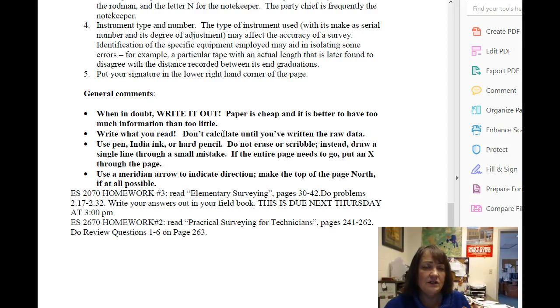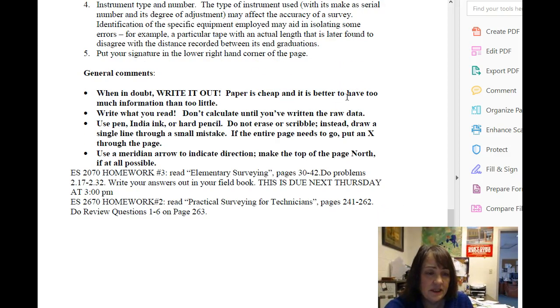Or you may actually identify a problem based on a survey, and then you want to be able to report which instrument it is so that it can be repaired or removed from service. All right, and then of course, when you're happy with your notes, you sign it in the bottom right-hand corner, and then that's it for that particular survey.